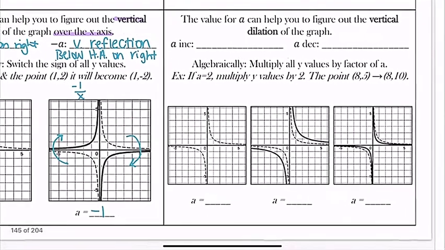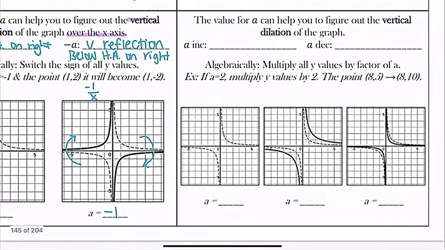Good. Our last one is vertical dilation. These are going to be the same words we've used the whole time. They're just going to look a little bit different for rational functions. So this first one is 1 over x again. 1 over x, and that's when A is 1.